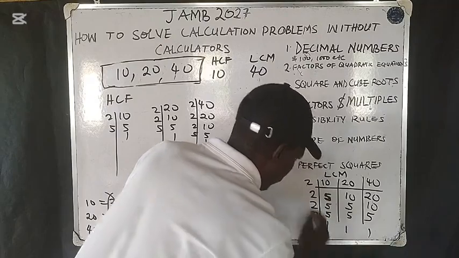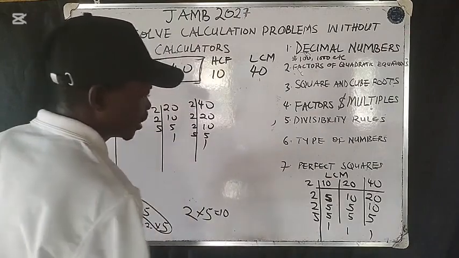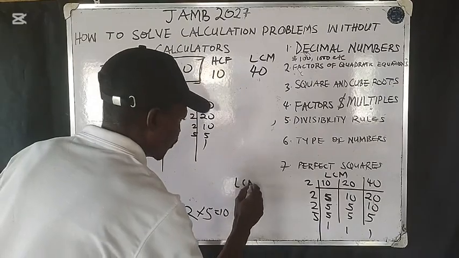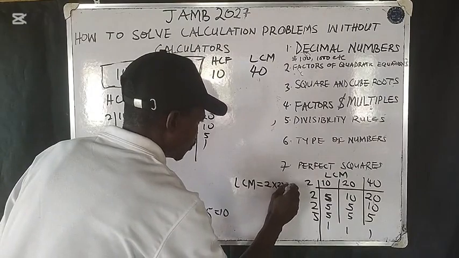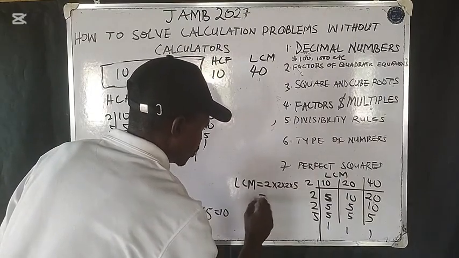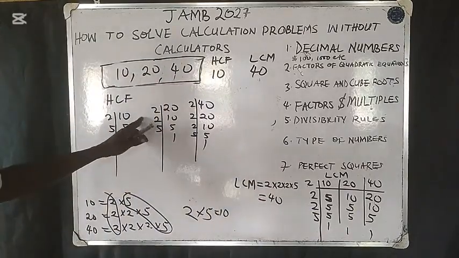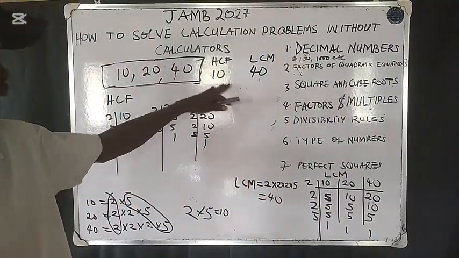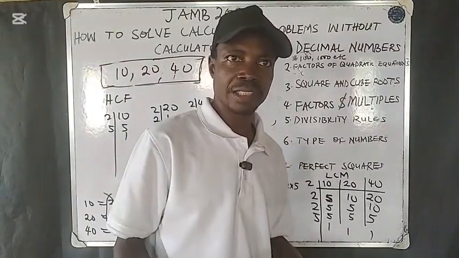1, 1, 1. So we multiply everything. 2 times 2, 4. 4 times 2, 8. 8 times 5, 40. So LCM is equal to 2 times 2 times 2 times 5, which is equal to 40. So this is how to work the HCF and LCM. You can also know it without having to work it. So it depends on your level of expertise.